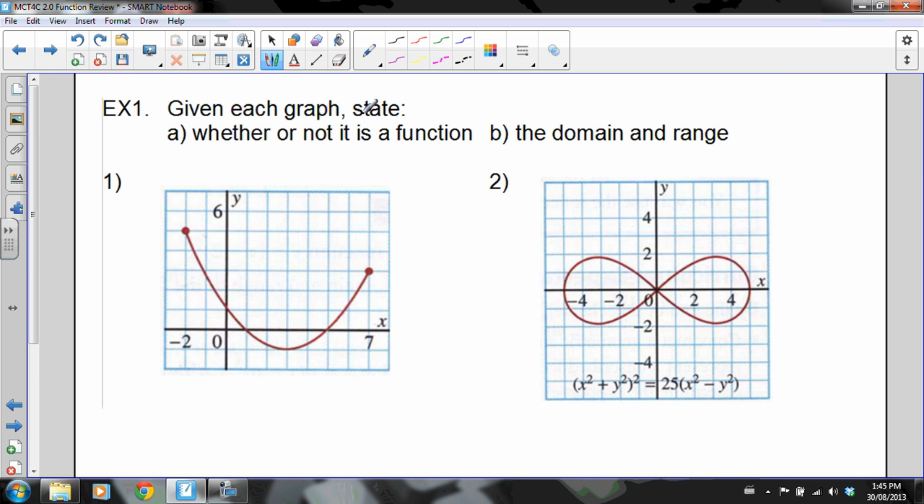So example 1: given each graph, state whether it is a function or not, and then the domain and range. No problem. Review of grade 11. Here's my vertical line. And is this a function? Well, it's not a function if it crosses the graph in more than one spot, right? That's the vertical line test. It passes, doesn't it? So this one's a function.